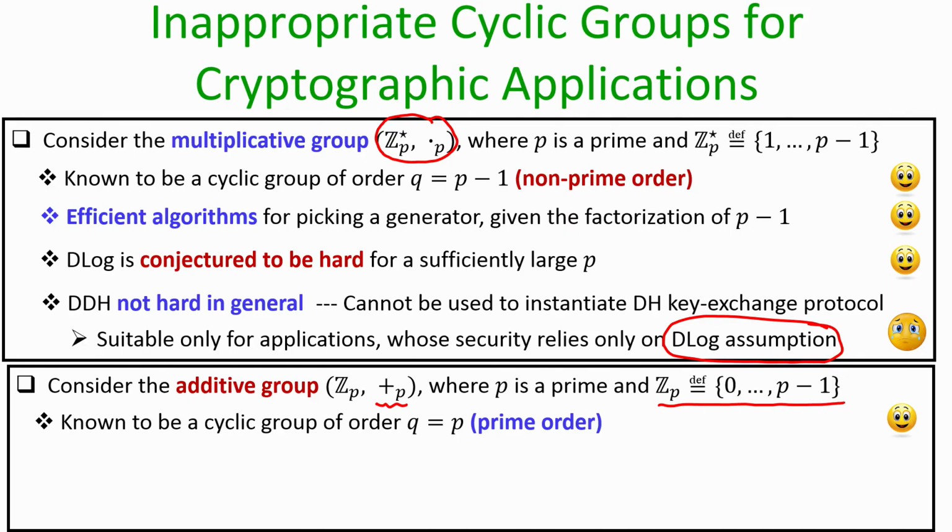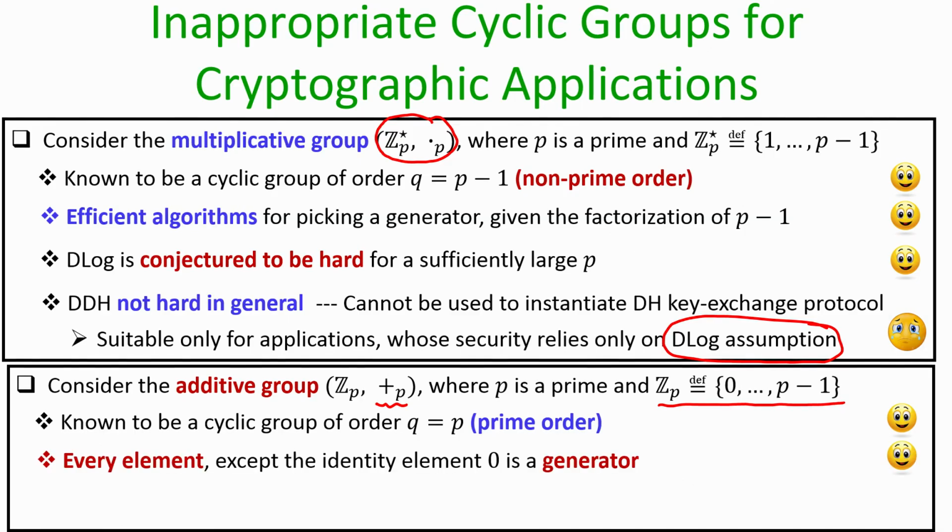So, with respect to this group, the following facts are known. First of all, this group is known to be a cyclic group, and that too of prime order, because the number of elements in the set Z_P is 0 to P minus 1, namely it has P number of elements where P is a prime, and it is known to be a cyclic group. So, that is a good news.